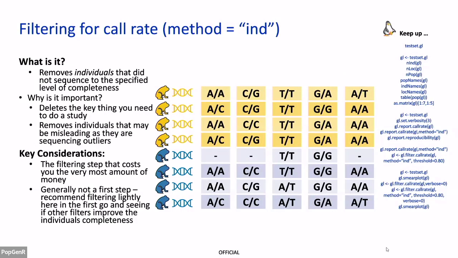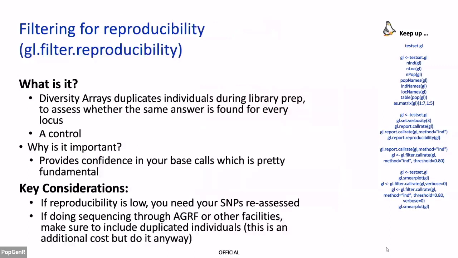Another one is filtering by individuals. So this is, of course, removing an individual who didn't work very well. And it's important because it deletes the key thing you actually care about, which is the individuals. But it's also important because it removes individuals that may be a bit misleading because they didn't work well. But I will say this is the filtering step you will do that will cost you the most amount of money, right? Individuals are what you spend money on. So I tend to use this judiciously, and I often do this as a later step, which I'm going to show you in a little bit.